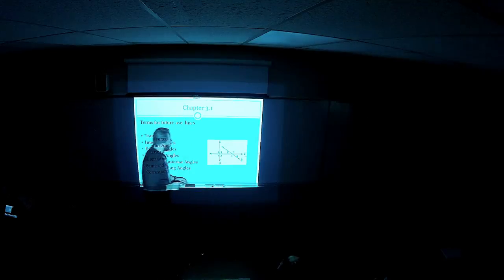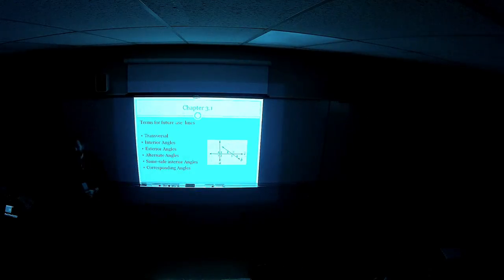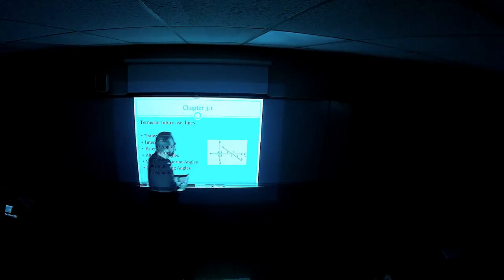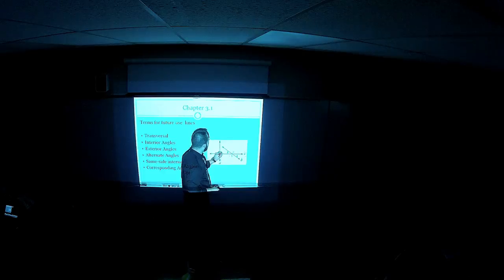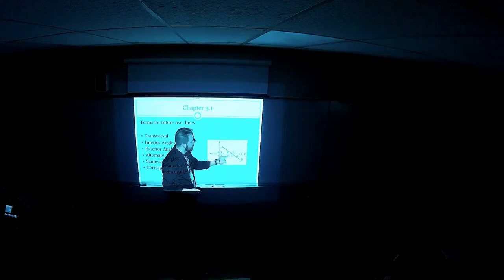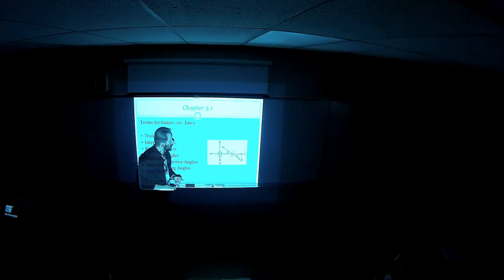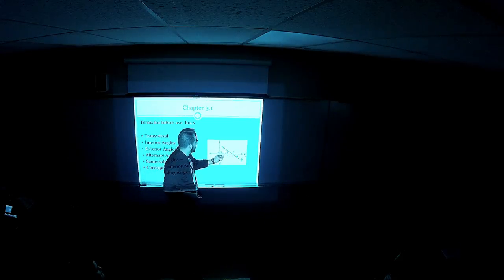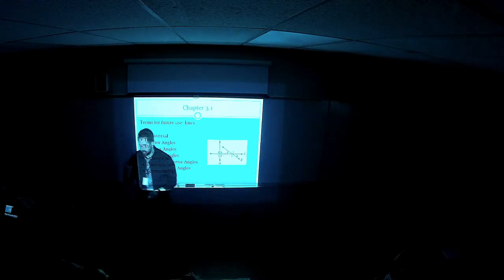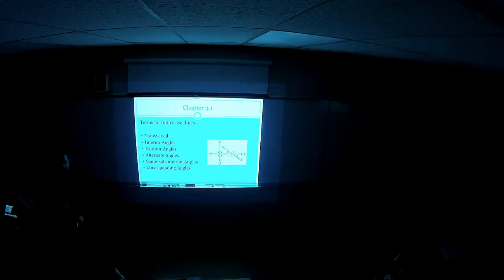All right, now, in this room, do we have an alternate interior? Okay, gentlemen, what do you got back there? 3 and 5. 3 and 5, that's good. That's a great example of alternate interior. They're alternating sides of the transversal. They're on the inside. They're not touching. Keep going. 2 and 8. These are alternate interior. Again, definition of alternate interior: they're inside angles, they're alternating sides of that transversal, letter C, and they don't touch each other. So 2 and 8, 3 and 5, they're crossing each other. Okay, all right, that was perfect.